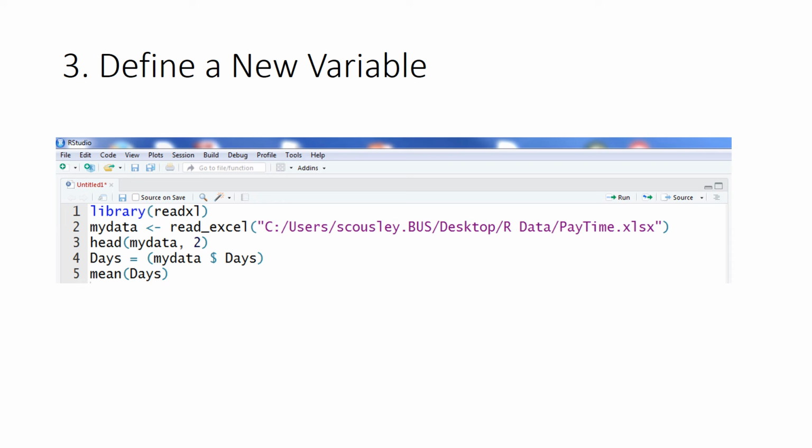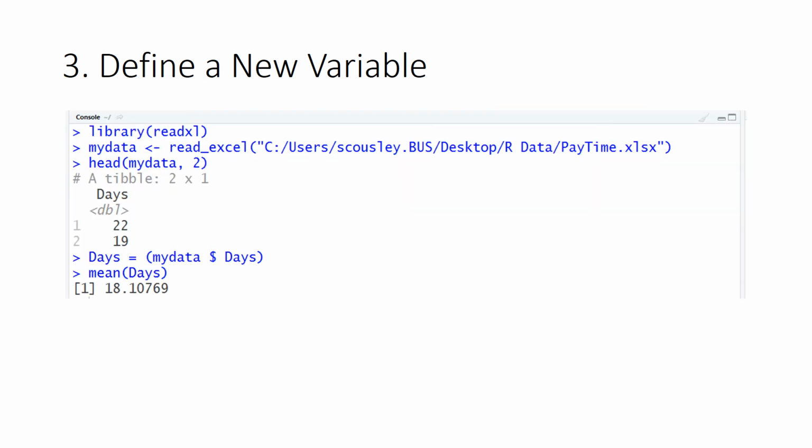Line 4 of the source pane creates a new variable that I named days. Notice that it's defined as being the days variable in the my data tibble using the $ sign. Line 5 finds the mean of the newly defined days variable, and this will not throw an error message because line 4 told R the variable is in my data. Here's the console pane showing the mean.